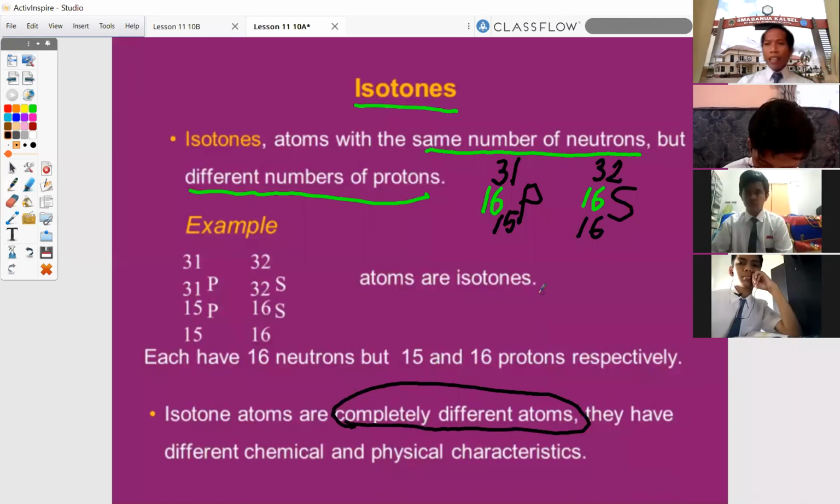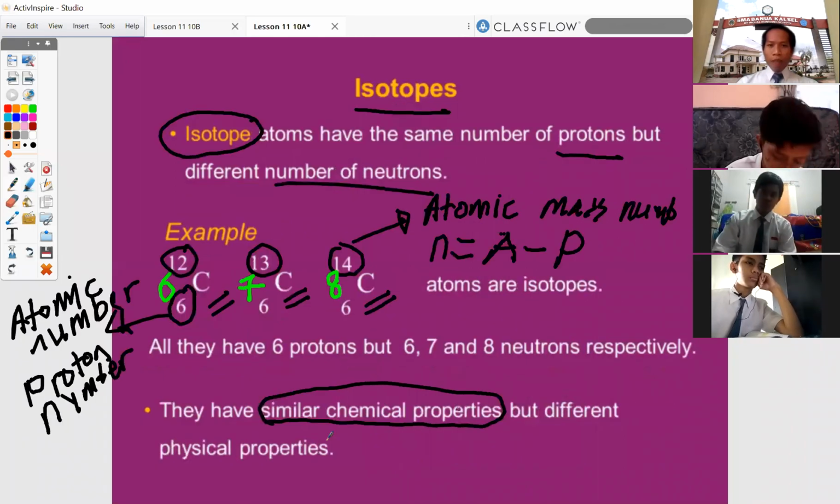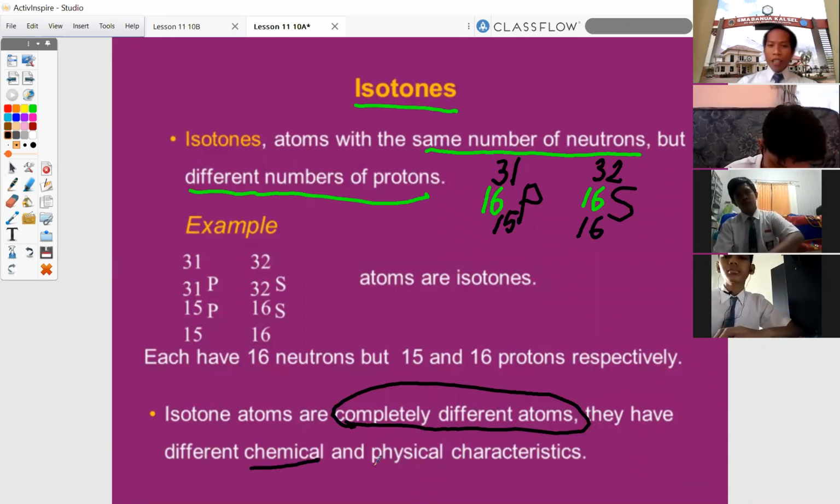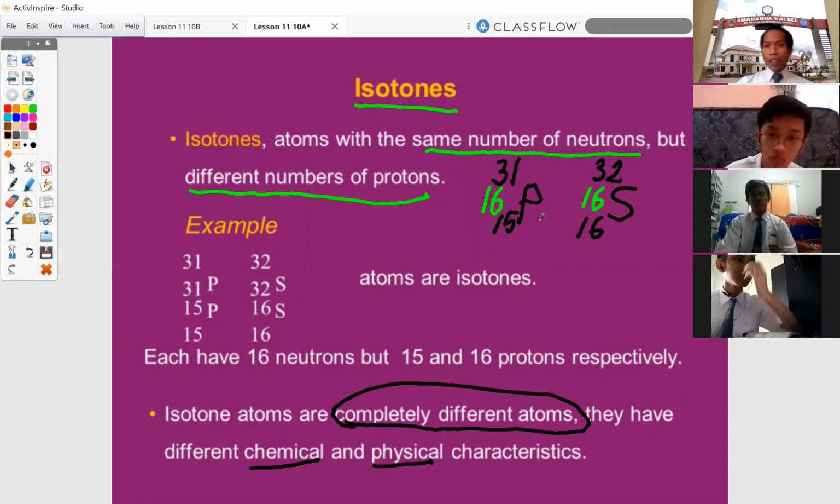Not like isotopes. In isotopes, we know that the chemical properties are the same, right? Let's go back to the isotopes. Isotopes have the same or similar chemical properties, but different physical properties. In isotones, they are completely different. Either chemical or physical properties or characteristics, all of them are different because they are different atoms.